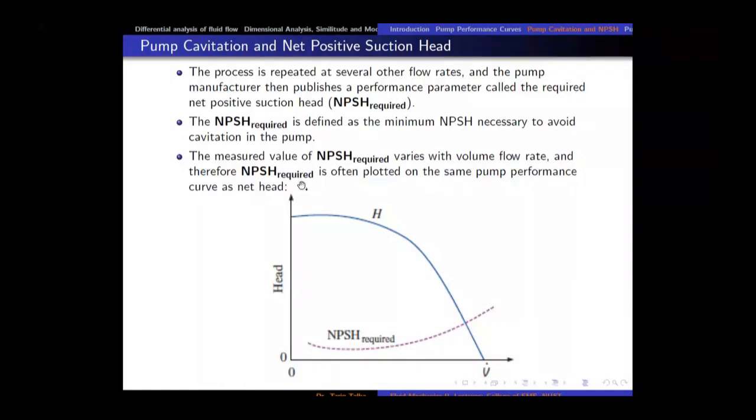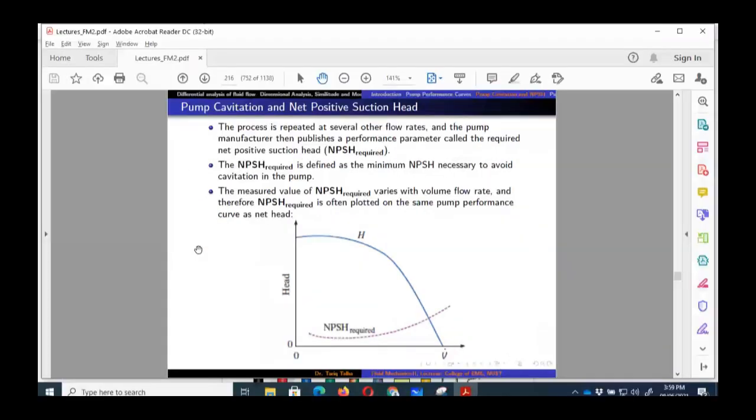So let me take this figure on the whiteboard, then we can discuss it there.